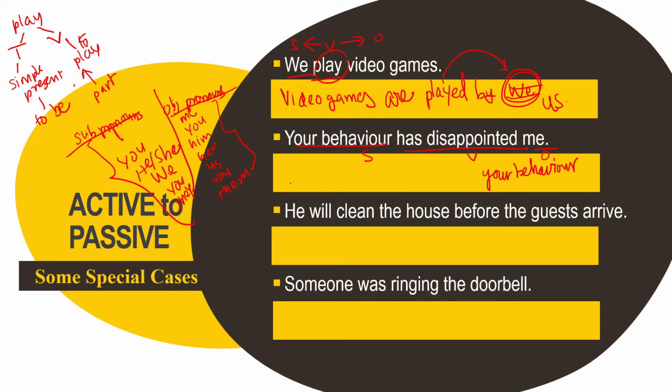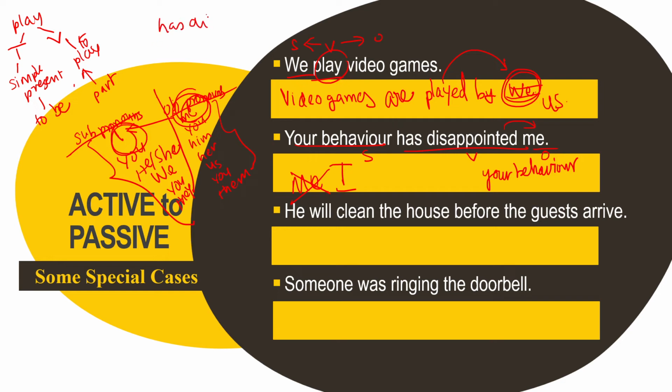Now when you take me to the start, it's the same thing but in reverse. You cannot have me starting a sentence because it's coming before the verb now, so you change it into I. Here it is after the verb, so it's in the object form. Now you're taking it to the start of the sentence, so you take it into the subject.